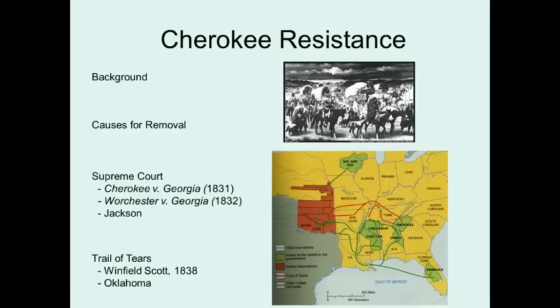And these cases are called Cherokee v. Georgia in 1831 and Worcester v. Georgia in 1832. And in these cases, the Supreme Court ruled that the Cherokee Nation was a sovereign nation and that Georgia could not enter their territory without permission. Furthermore, if the federal government wanted to move the Cherokees, they would need to have a new treaty.